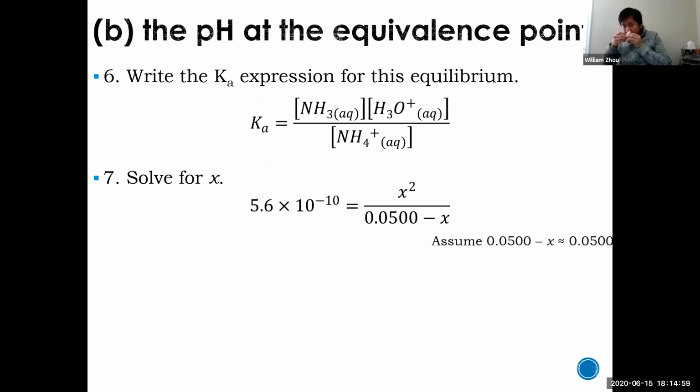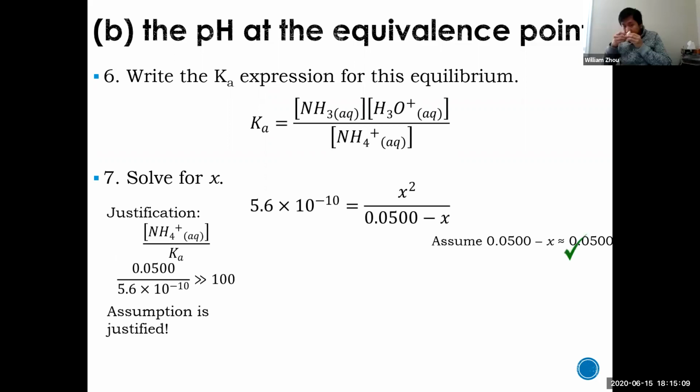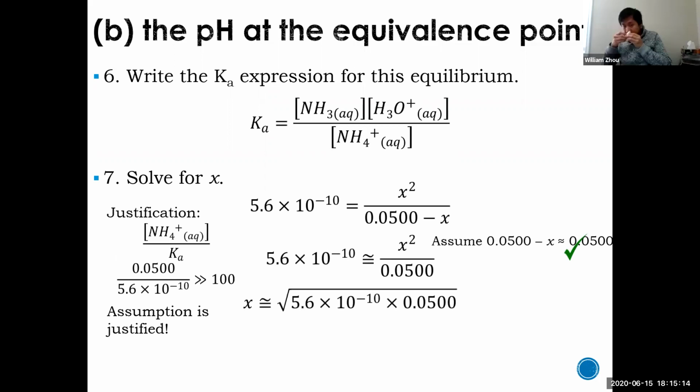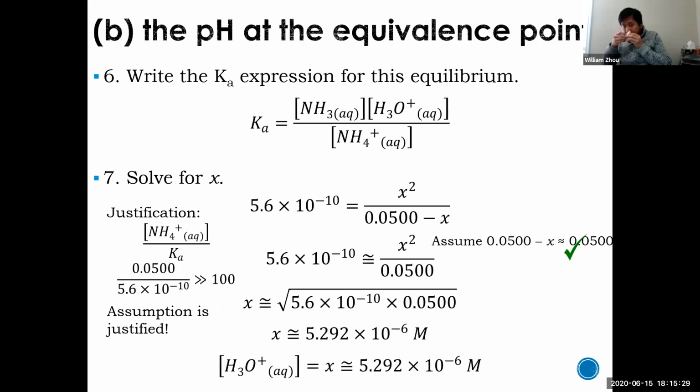Solve for X with your assumption, and of course you can justify the assumption because it's 10 to the negative 10. You're going to have like 100 million as your answer. So yes, assumption justified, you drop the X, you isolate for the X. So X is approximately equal to the Ka times the initial concentration, take the square root. So X is 5.292 times 10 to the negative 6. You have to know that this X is H3O, which is perfect because negative log of H3O will solve the problem. That will get you the pH.